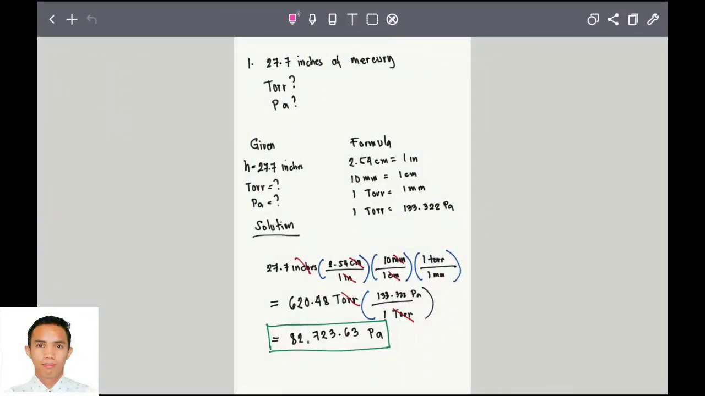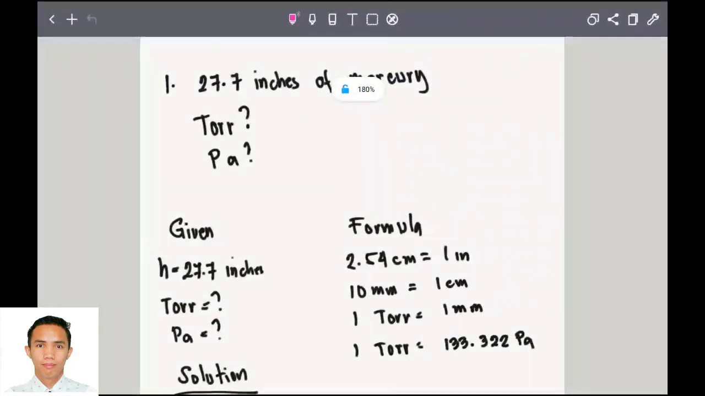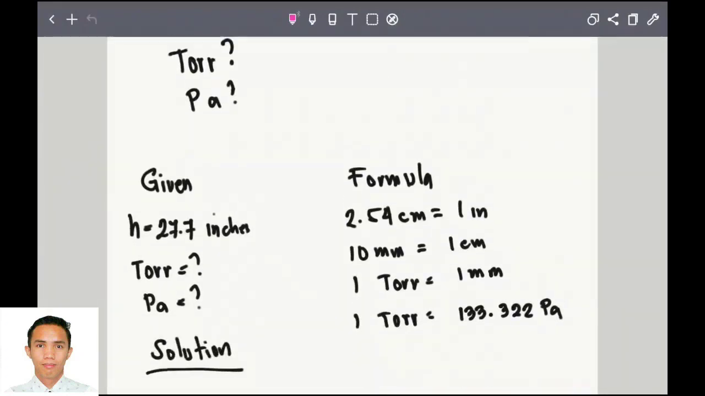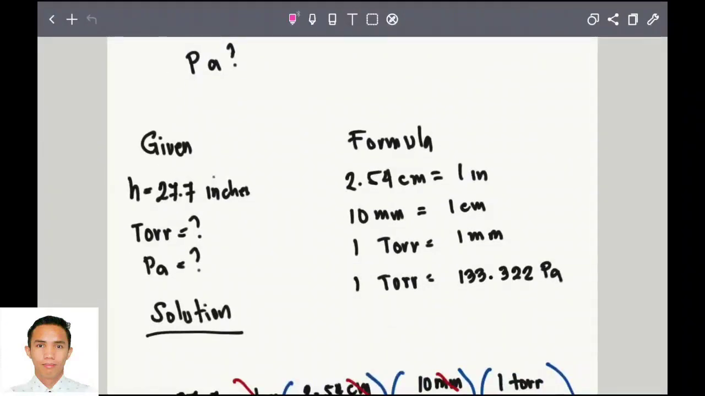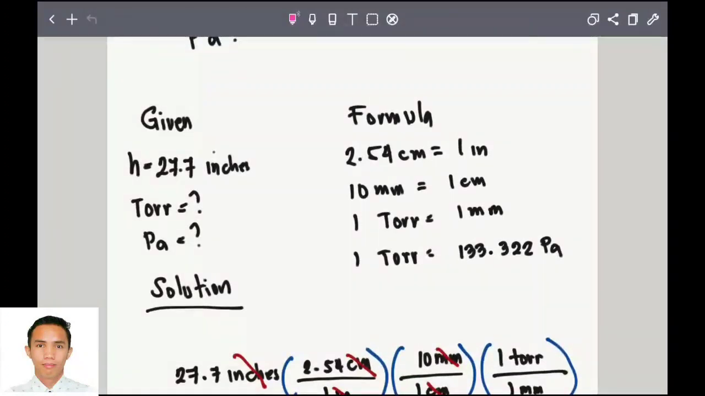Now let's have another problem here. Number 1 question is 27.7 inches of mercury. Then the question is, what is the torr and what is the Pascal? Use the given. We have a given height of 27.7 inches. Torr is the question. Pascal is the question. Then let's go to the formula.